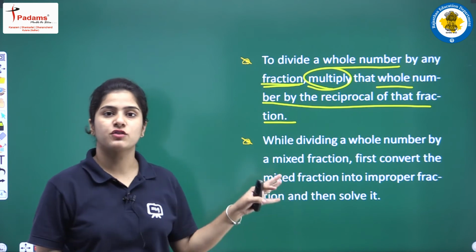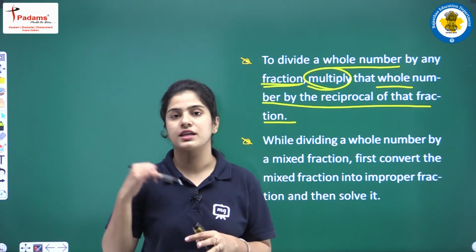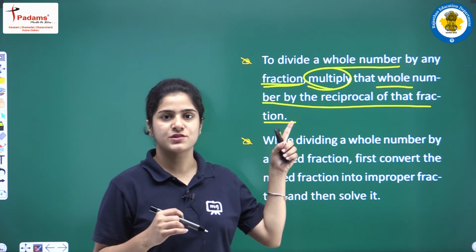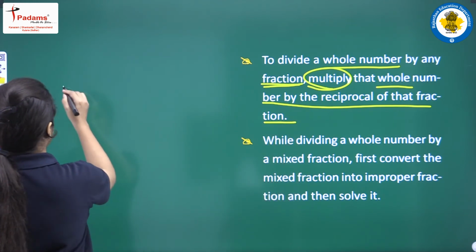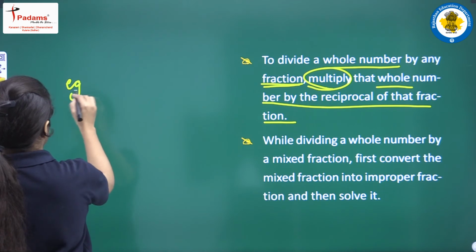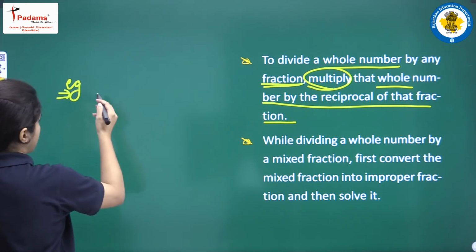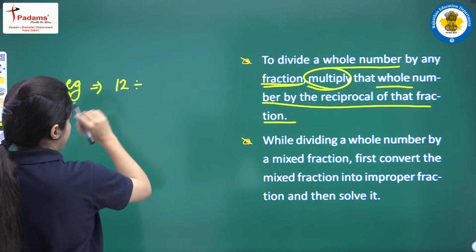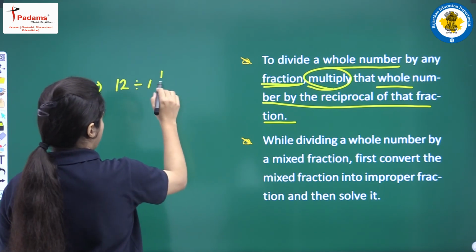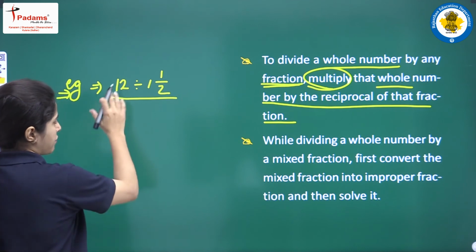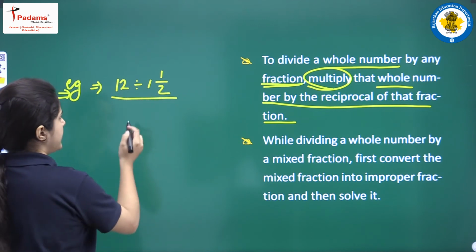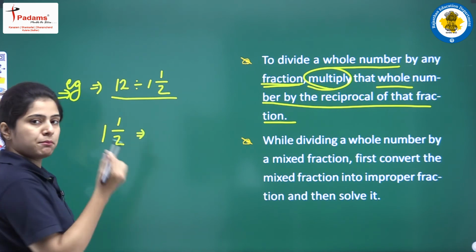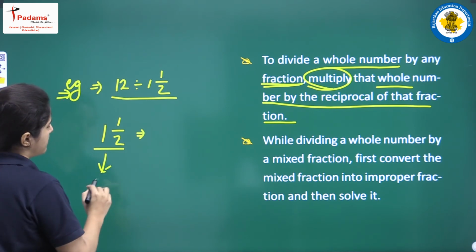by a mixed fraction, firstly you have to convert the mixed fraction into the improper fraction, then the similar thing that we have discussed over here, alright students. For example, if I want to divide 12 by 1 1/2, what I need to do, firstly I need to convert this 1 1/2 into the improper fraction, because it is a mixed fraction, right.